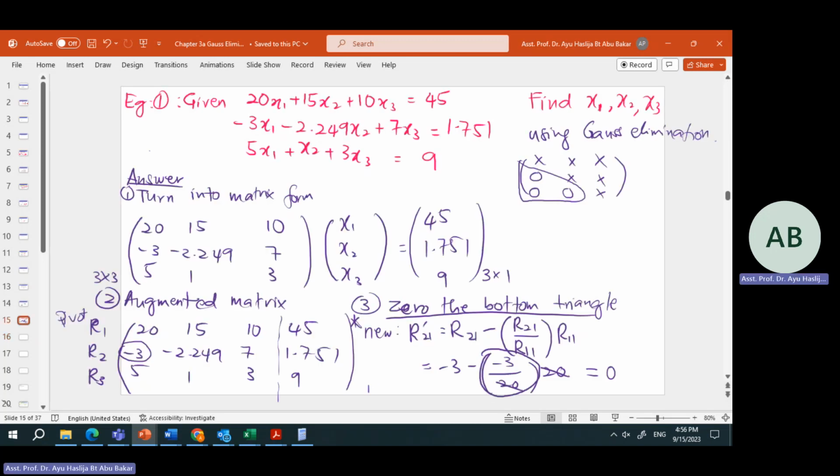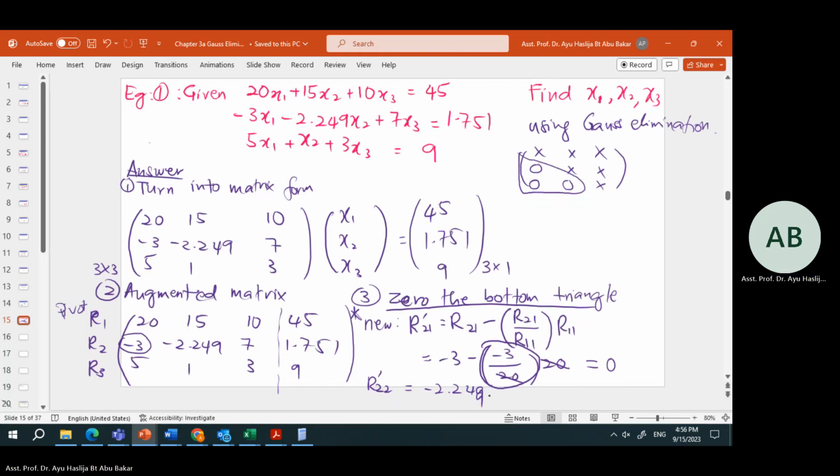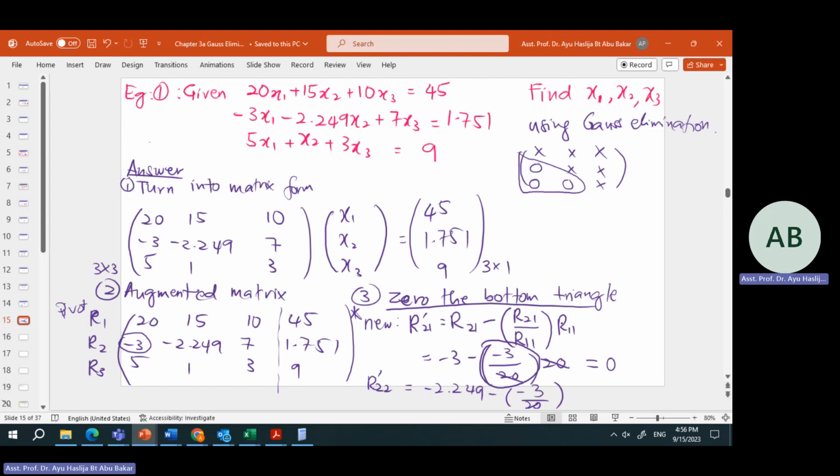Okay, try to calculate the R prime 22 now using the whole number of R22, which is this one, -2249. Okay, minus the factor. This is the factor that we will use for the whole row. So this is the same factor. Then multiply by R12, because we are focusing on row 2, column 2. So here it will be 15.